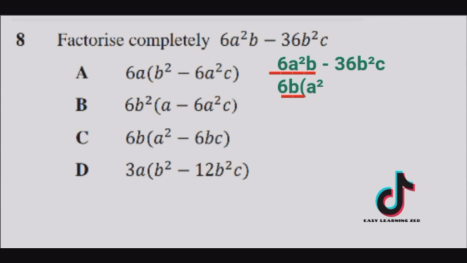Now this time I'm going to divide negative 36b squared c by 6b. To do that, I'm going to start with the coefficients. I ask myself, negative 36, how many times can 6 go into negative 36? It will go negative 6 times. And then how many times can b go into b squared? It will go b times. Then I'm going to copy c just the way it is and close bracket. Therefore, the correct answer is C.